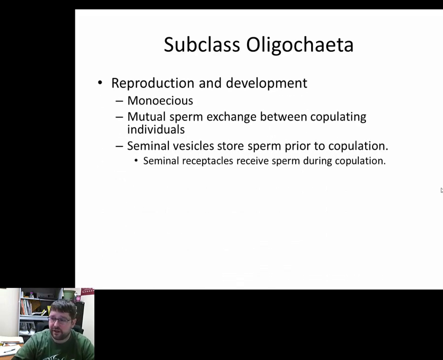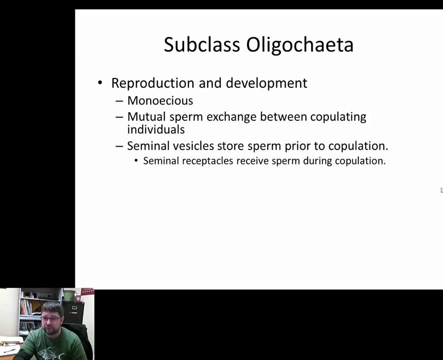Reproduction and development. In the case of oligochaetes, mainly because they're terrestrial organisms, most likely they went from polychaetes to oligochaetes on the land, and then the oligochaetes that were on the land went into the freshwater environment, because the freshwater oligochaetes are also monoecious. So monoecious, in which they house sperm and egg in the same individual, okay?